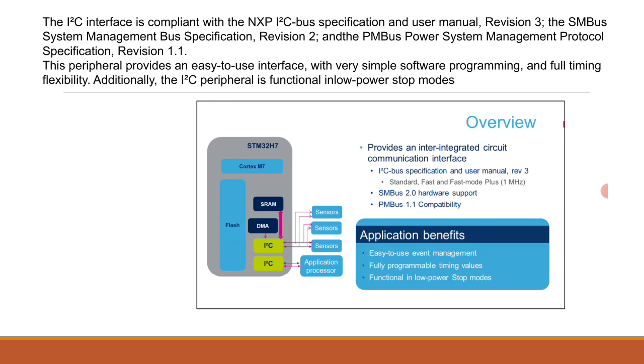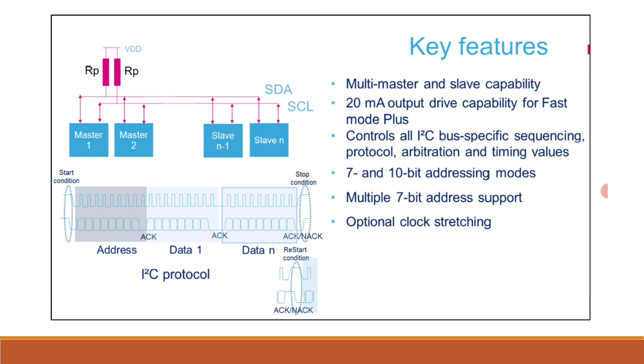So you can see we have I2C coming from SDRAM, DMA, and then to the various peripherals, namely sensors, various sensors or application processor. So the key features of I2C in STM32H7 are multi-master and slave capability, 20 milliamps output drive capability for Fast Mode Plus, controls all I2C bus specific sequence, protocol, arbitration and timing values, 7 and 10 bit addressing modes, multiple 7 bit address support, optional clock stretching.